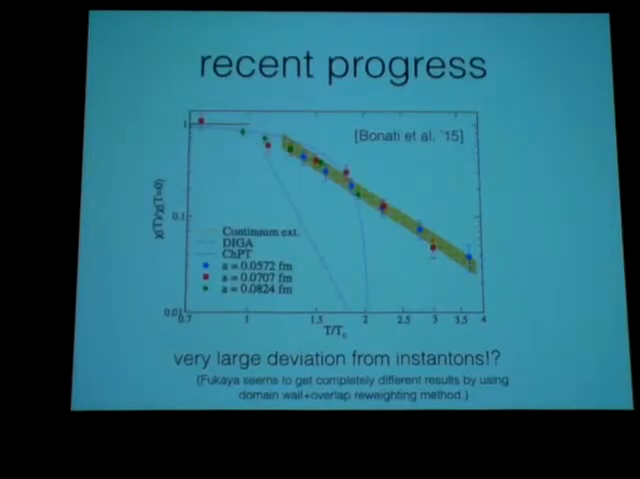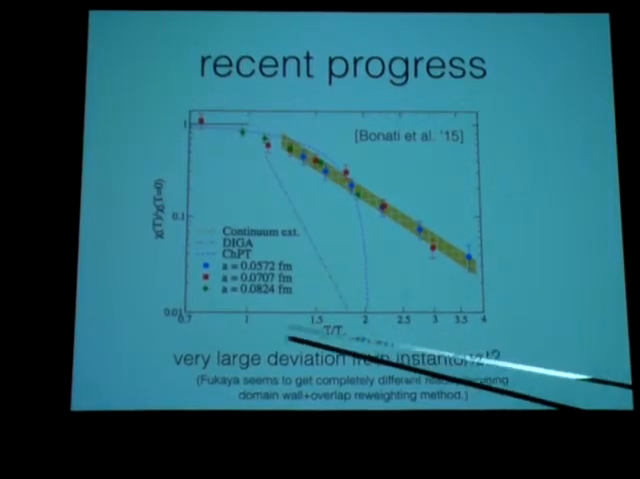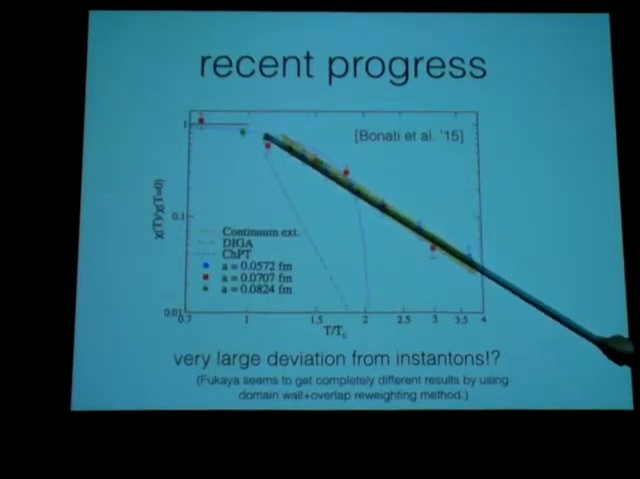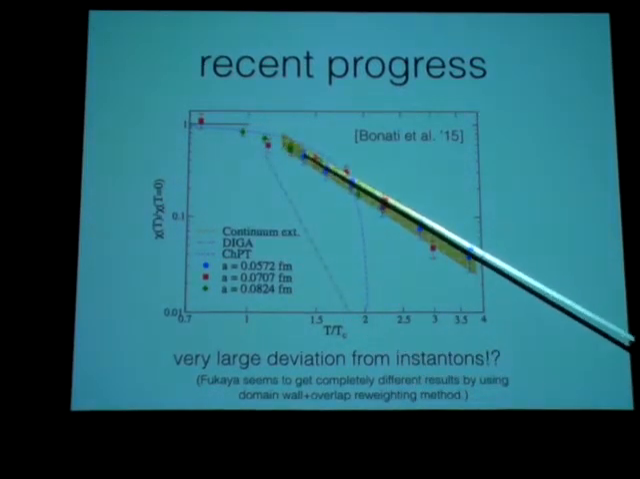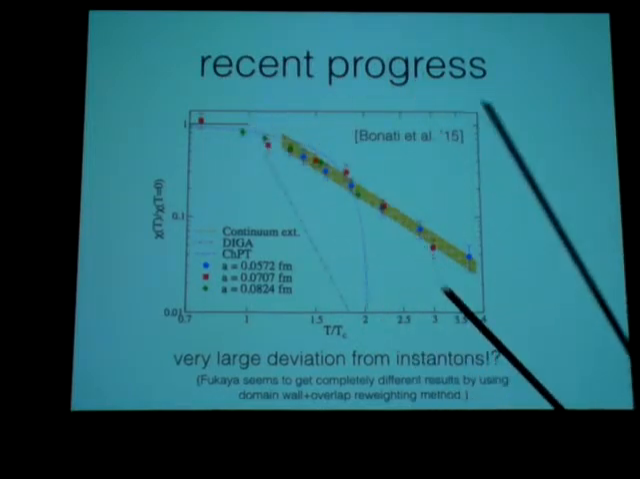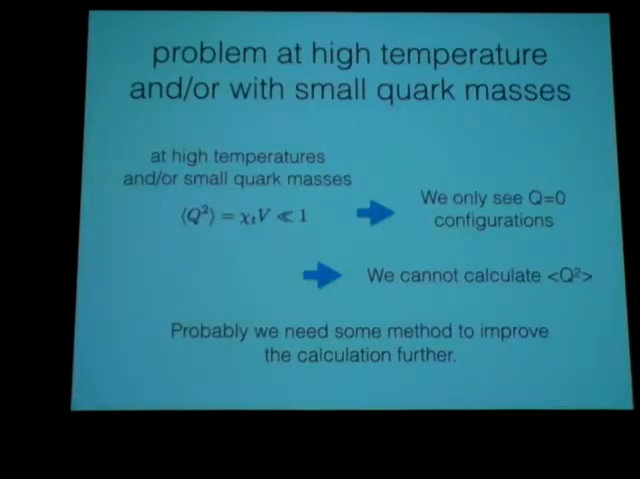And there are many papers that actually appeared, including the quark mass. And this is the Italian group in 2015. And this says that, okay, the same plot, the temperature dependence of chi t. And they say that there's a power law, but the power is completely different from the instanton estimate, T to the minus 3 or so. And the instanton estimate is T to the minus 8. So it's so different. So maybe something is wrong with instanton or lattice or both.